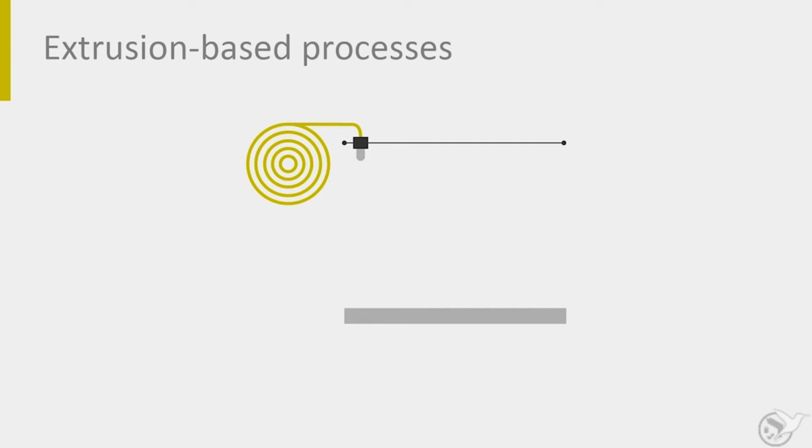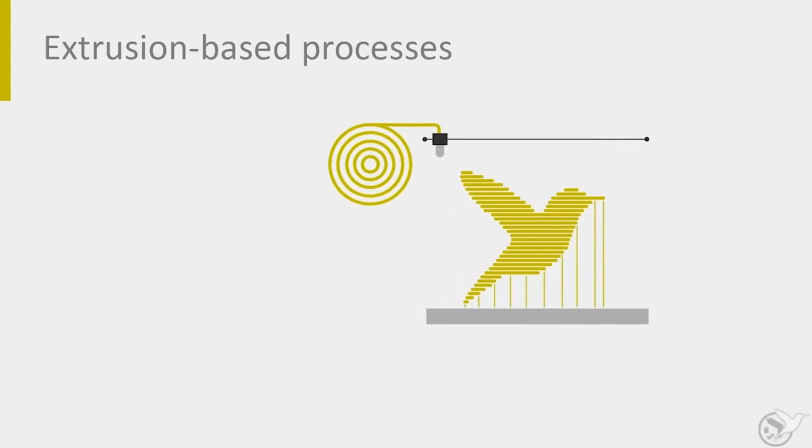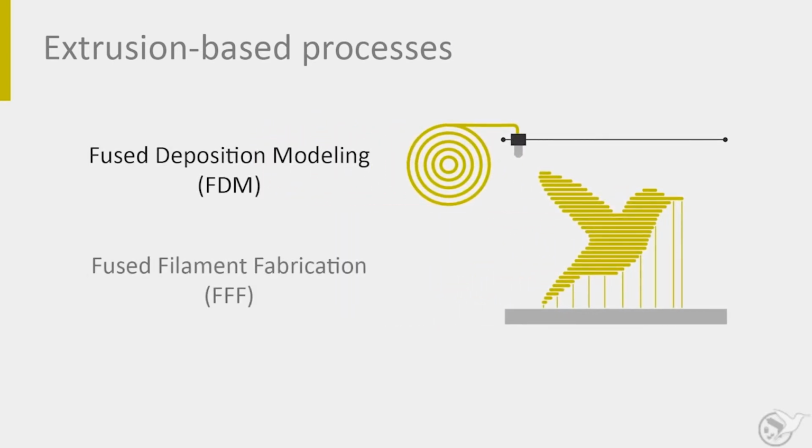Here, the print material is initially in the form of a filament wire or pellets, which are heated up and extruded through a nozzle onto a build platform. Starting at the base of the part, layers are built up sequentially. This is called fused deposition modeling or fused filament fabrication. Depending on the type of printer, parts can be made from either polymers or ceramics.